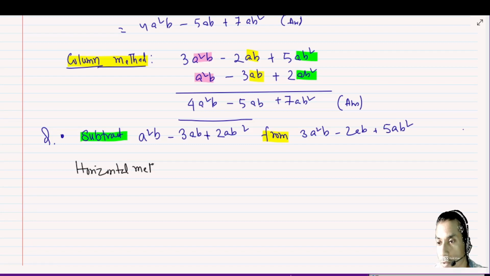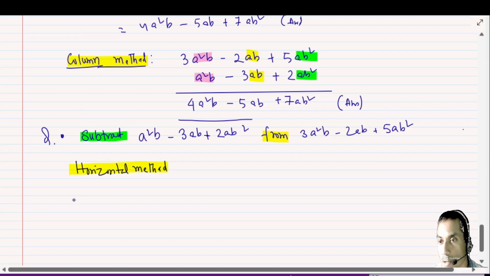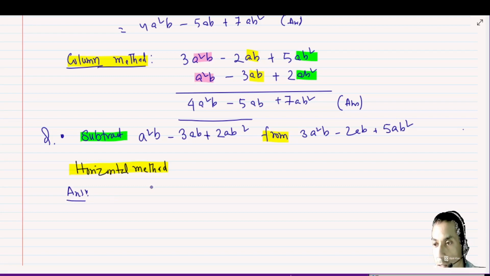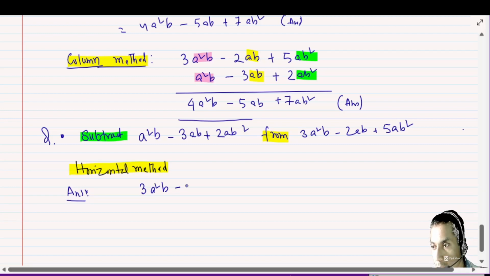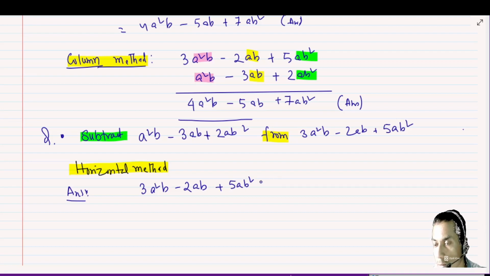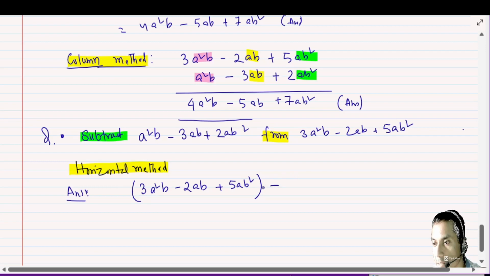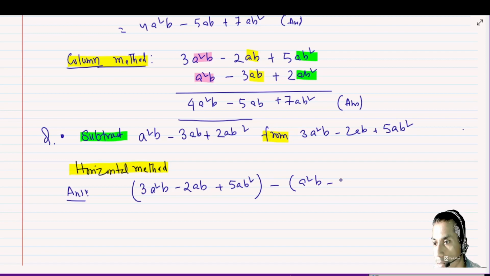Horizontal method. In the horizontal method, how can you solve this problem? Same as the addition, only in between there will be the minus sign, correct? So first we write a square b minus 2ab plus 5ab square, put it in bracket, this is the first expression, and minus a square b minus 3ab plus 2ab square. Clear?